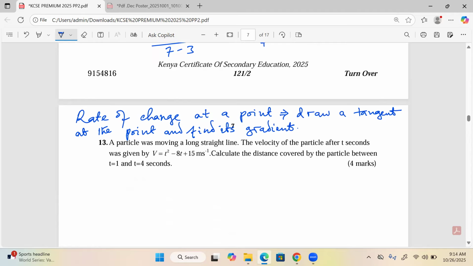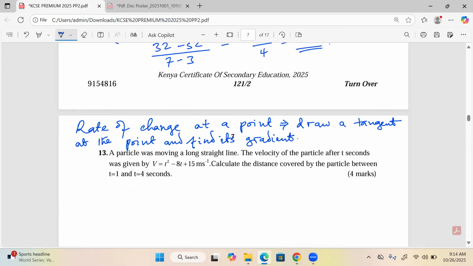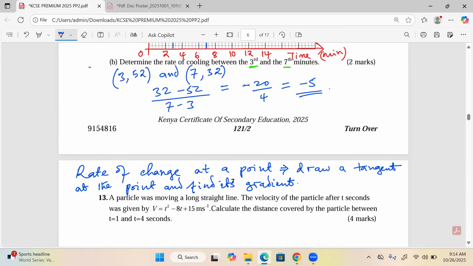So rate of change at a point is usually given by, you could have been told to find the rate of cooling at the third second, for example. It means you draw a tangent at the 3rd second, then you find the gradient of that particular tangent.